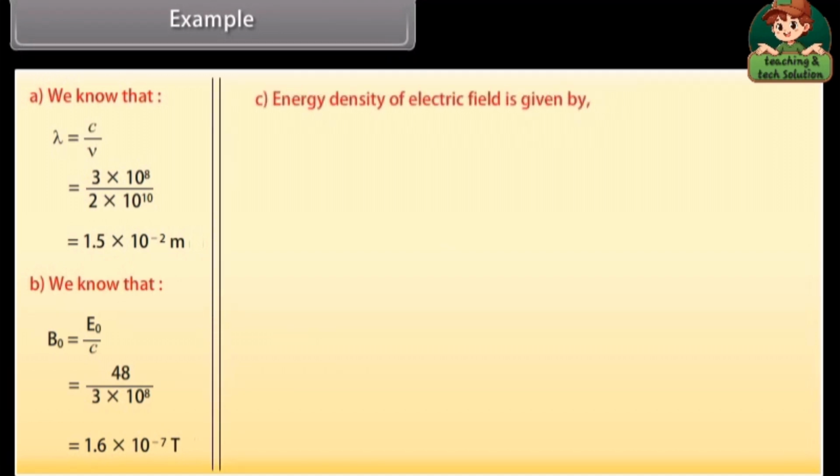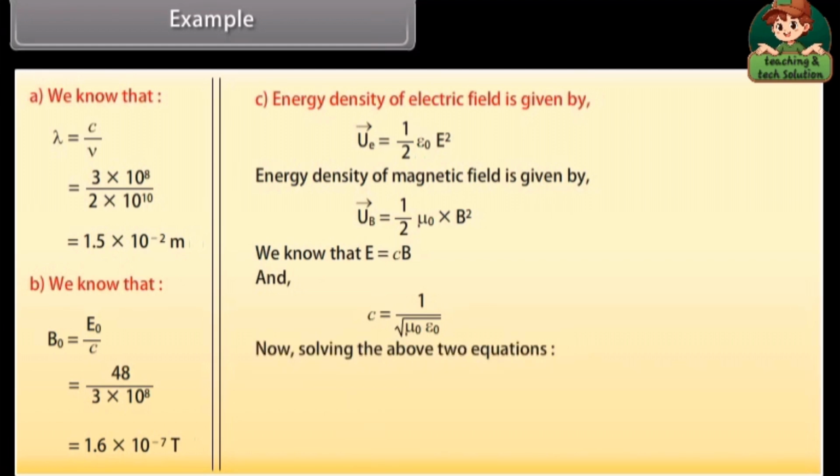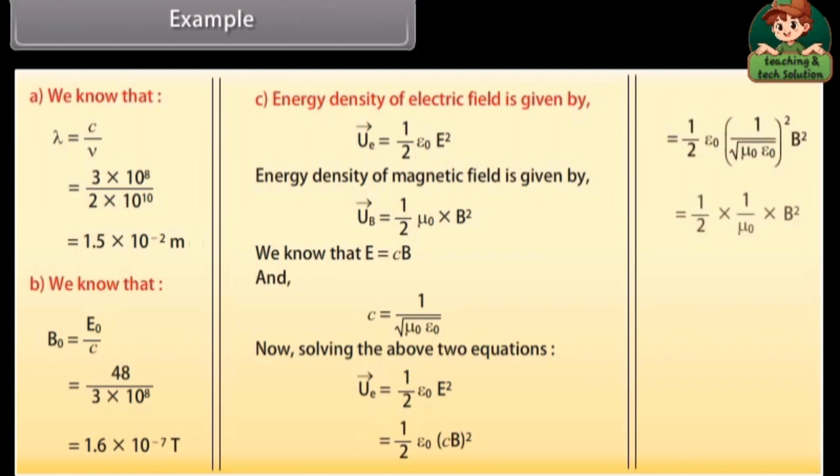Energy density of the electric field is given by half epsilon naught E square. Energy density of the magnetic field is given by half mu naught B square. We know that E is equal to CB and C is equal to 1 upon under root mu naught epsilon naught. On solving the above two equations, we get the average energy density of the electric field equals the average energy density of the magnetic field.